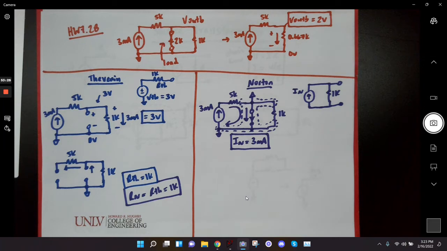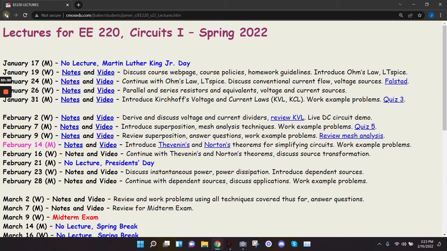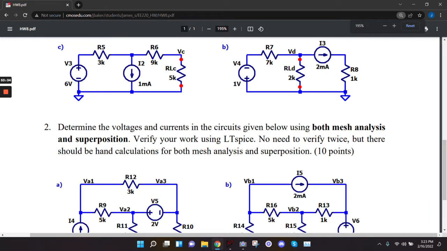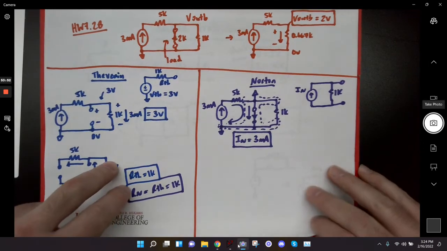So on the next homework, let's go back to homework 8. For these, you can, by all means, find the Thevenin voltage and the Thevenin resistance, and then you don't have to find the short circuit current to find the Norton current. You can just do V over R, and that will give you it because of this property of source transformation here.